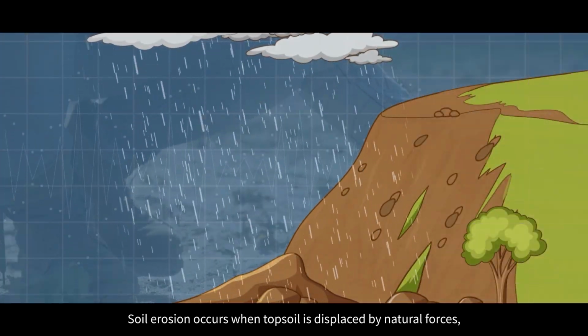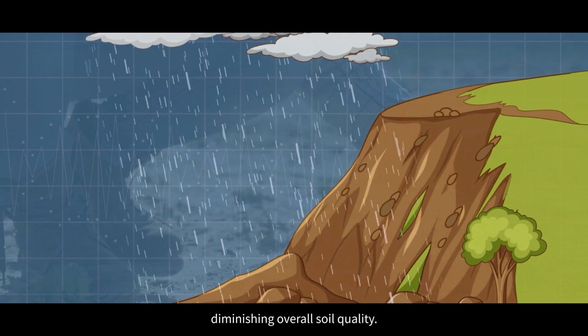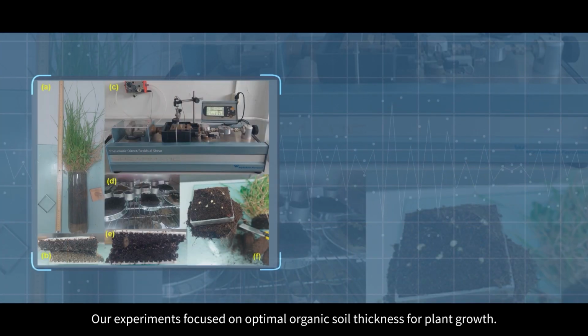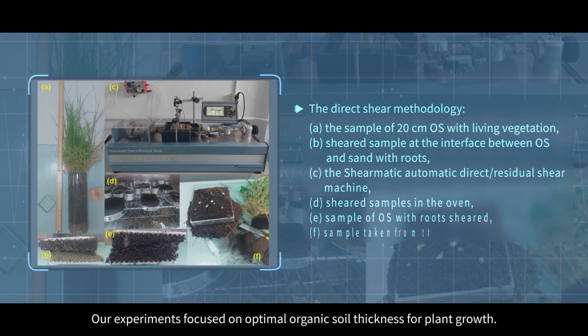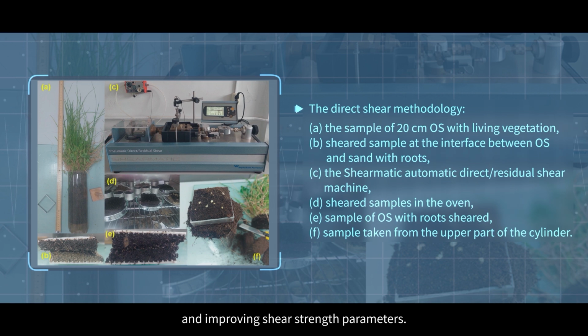Soil erosion occurs when topsoil is displaced by natural forces, diminishing overall soil quality. Our experiments focused on optimal organic soil thickness for plant growth. Observations indicated that a 5-centimeter topsoil layer was optimal for root development and improving shear strength parameters.